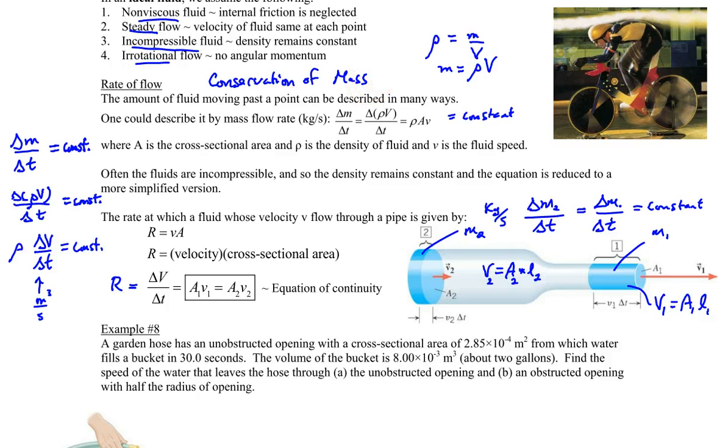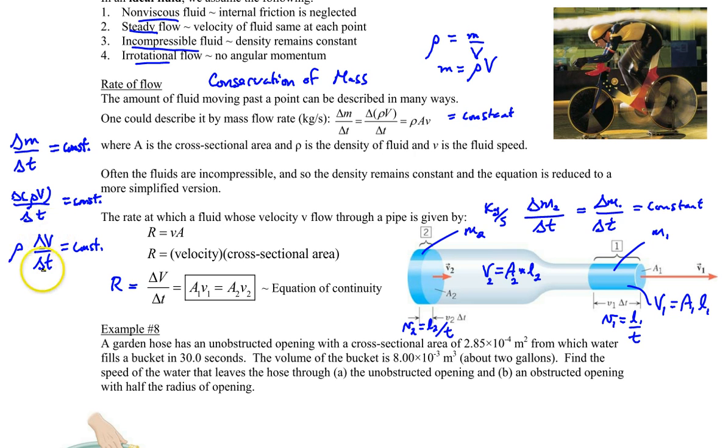Now let's put this volume flow rate in terms of velocity. If you look at the velocity of the fluid at this entering point here, it's equal to that length L2 divided by t. So that velocity v2 is the distance traveled divided by the time. Just like over here, the velocity v1 would be equal to L1 divided by t.